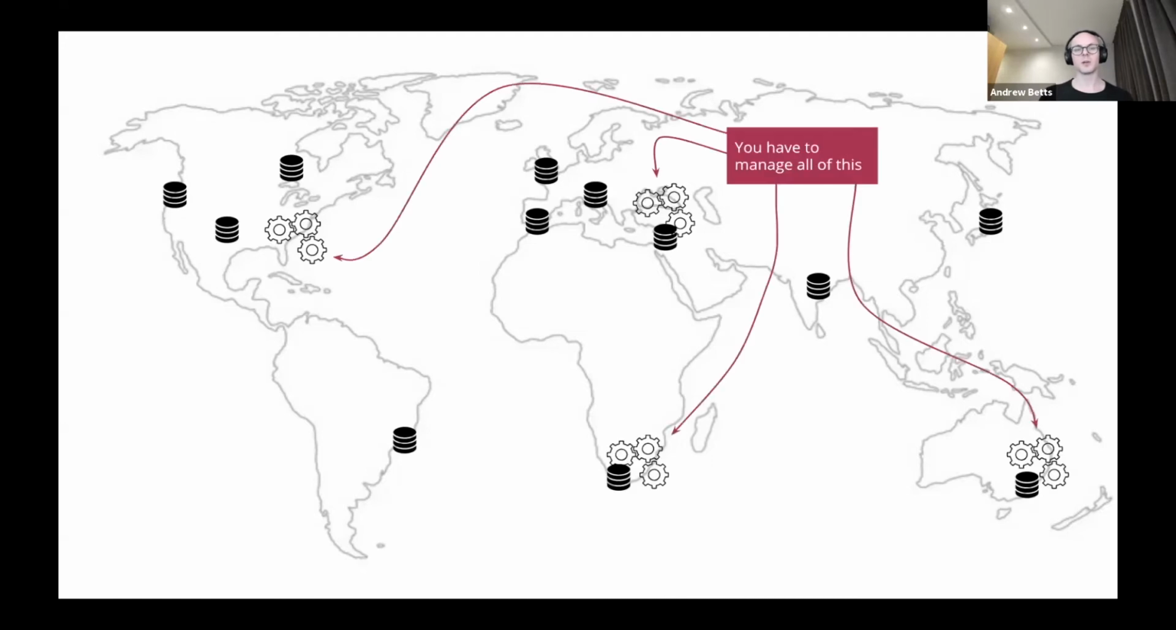Or maybe we create complex visible architectures to spread and balance loads across the world, but then we have to manage all of this stuff. And the more we try and create these proprietary solutions, the more brittle that architecture becomes.